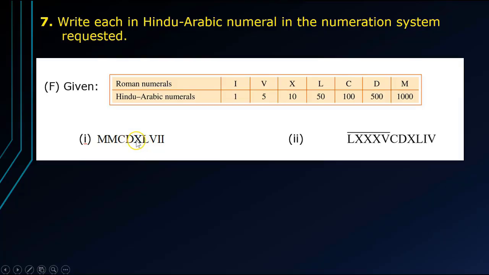Here, X is 10, L is 50. So again, this is a smaller value preceding a bigger value. So this is 40, and that's 7. So 2,447.